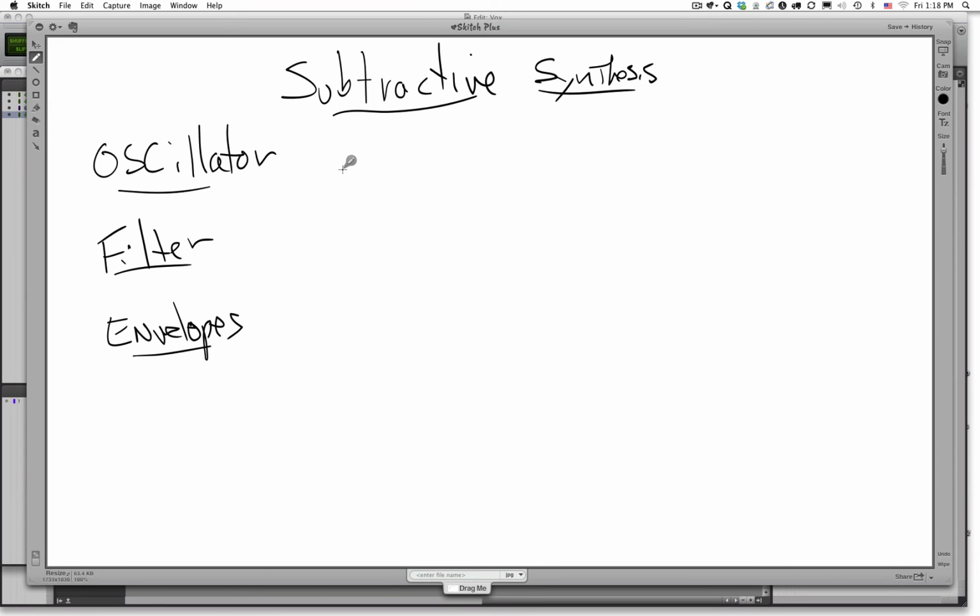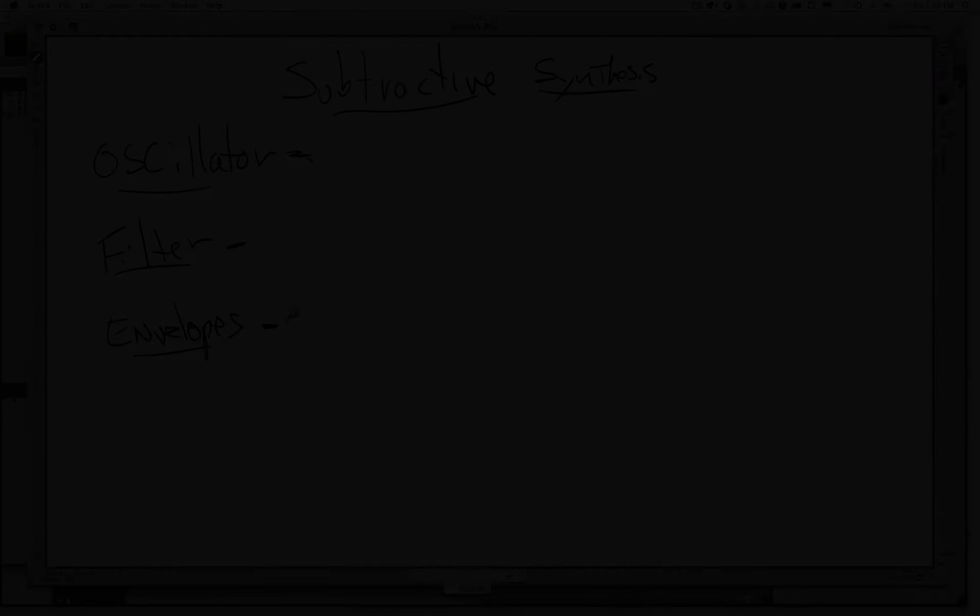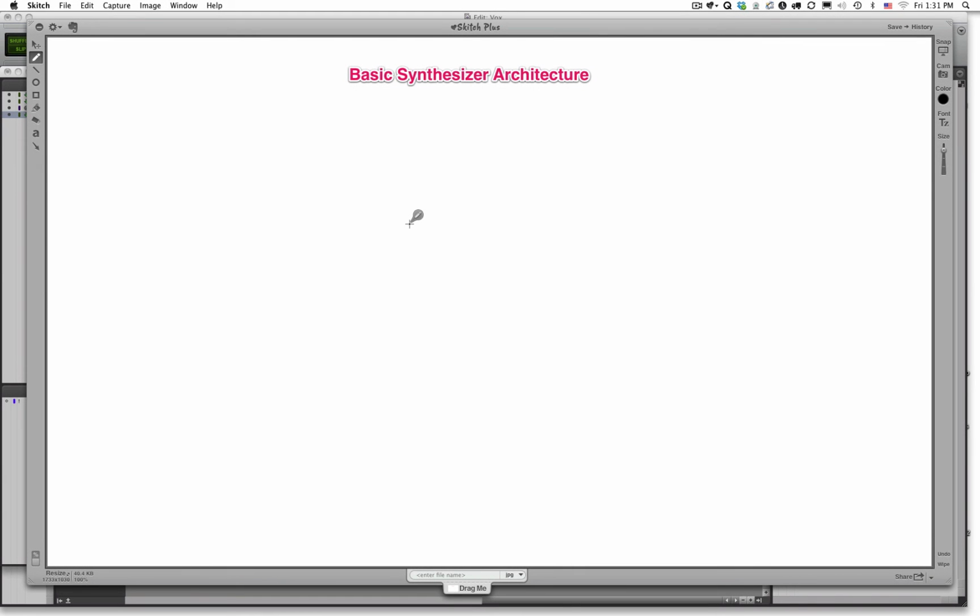And subtractive synthesis is probably the most widely used synthesis process. Synthesis can be defined as the process of taking multiple elements, combining them together to create something new. In this case, these individual elements are our oscillator, our filters, and our envelopes. The basic synthesizer architecture, as we mentioned in our introduction, starts with oscillators and filters and envelopes. So we're going to start our discussion first with oscillators.